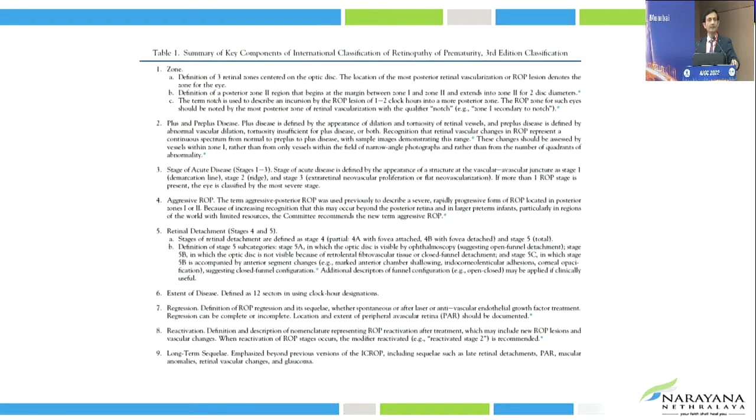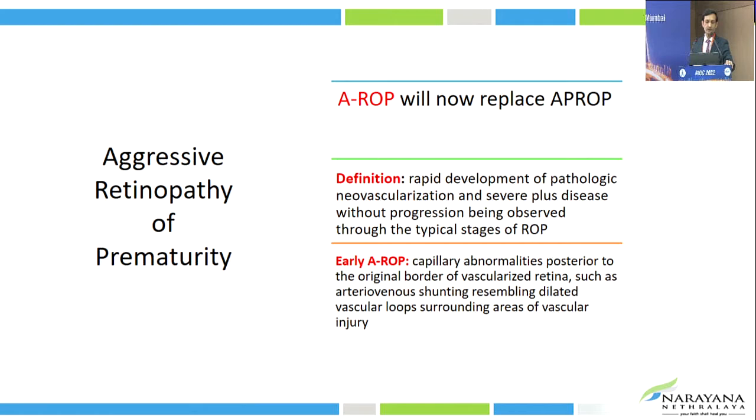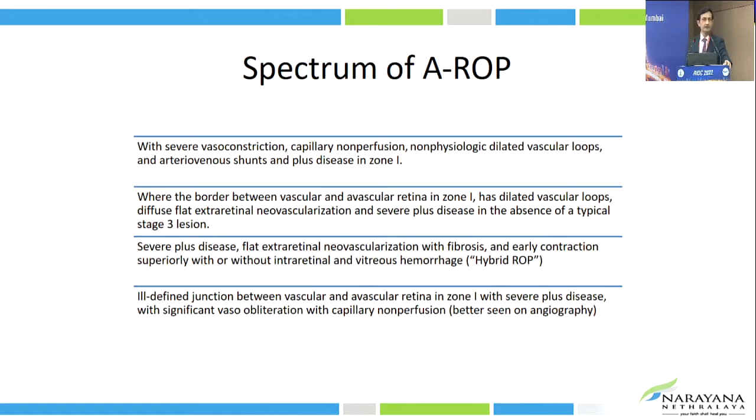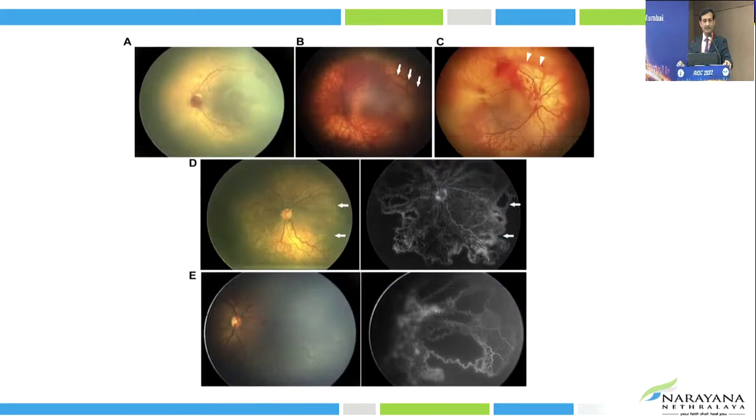So there's actually a table in the manuscript, and this is for a free download, on what's new from International Classification 3 compared to the older one in 2005. What's relevant to us? Aggressive ROP. In fact, the name APROP is now replaced by just AROP, showing that the disease can also happen anteriorly. So instead of these definitions, let's go to the images that are there in the manuscript.